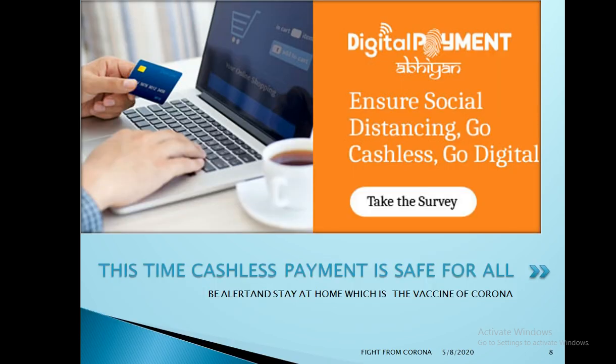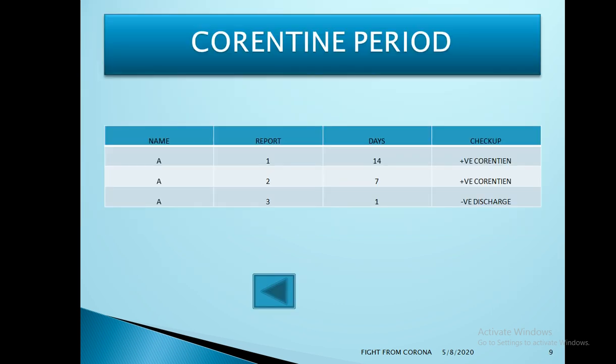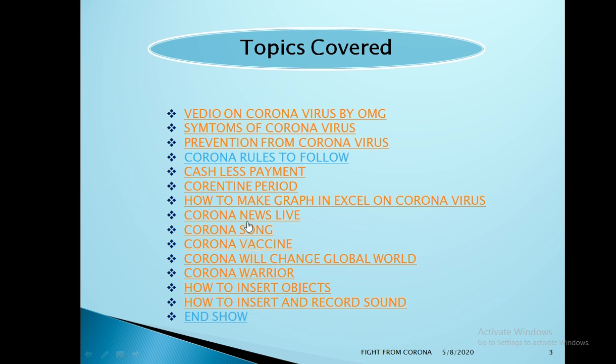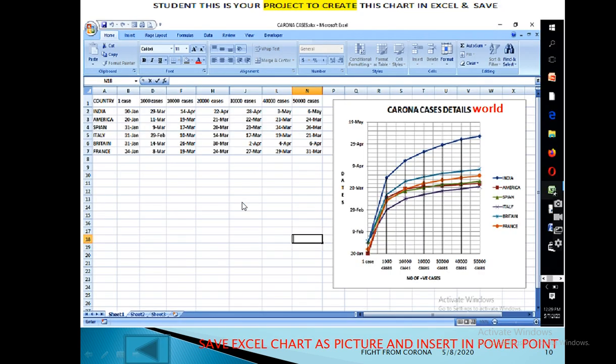How you will do it, I will tell you. Then cashless payment is very essential nowadays. Then I come to the quarantine period, which is the period for the patients. Now again I want to go to the index. So here, how to make a graphic in Excel, that I have given you as a project. If you won't be able to make it, then I will tell you how to make it.